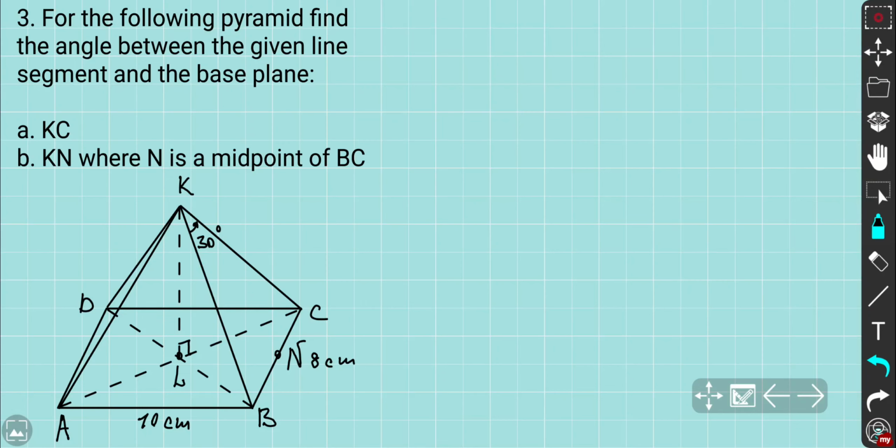Hey guys, welcome back to Trigonometry Revision for GCSE IGCSE, and we are on 3D problem solving. Here is problem 3.